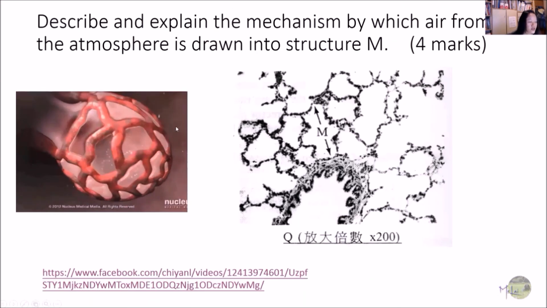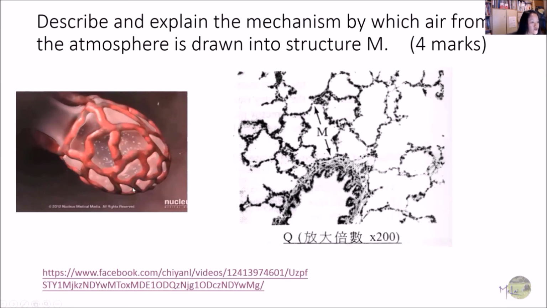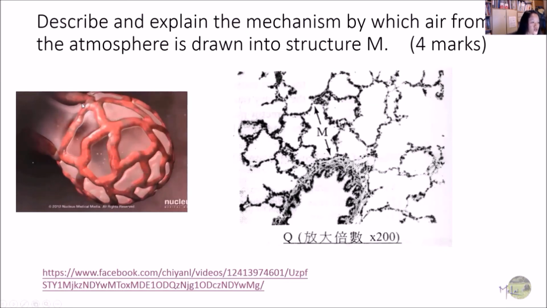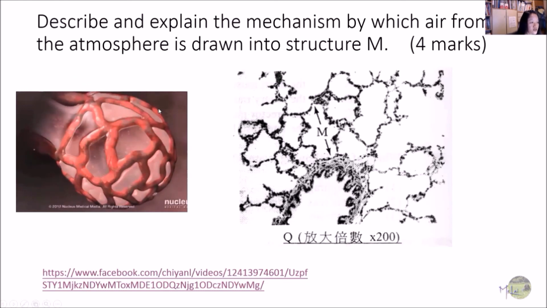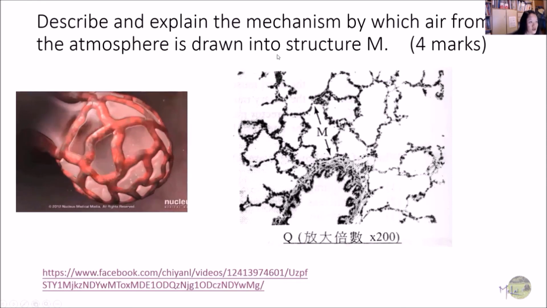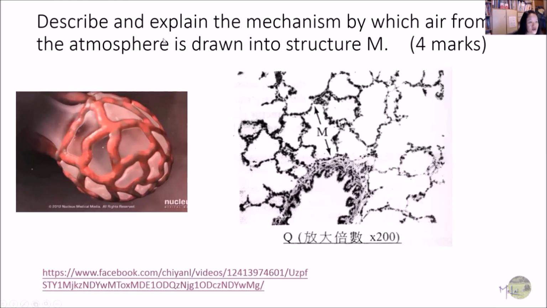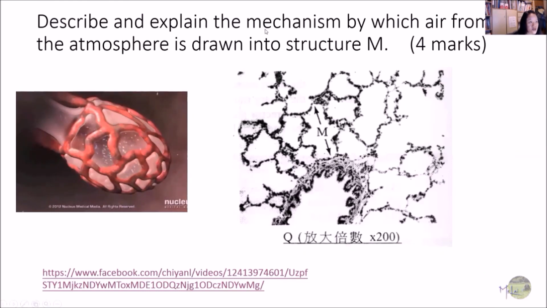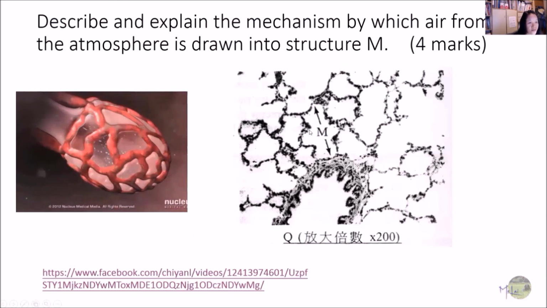Normally, it can inflate to form a large volume. Therefore, the surface area is increased. But if it is hardened, it cannot inflate. It will have a smaller volume for gas exchange. Okay, this is another question. We have structure M. Describe and explain the mechanism in which air from the atmosphere is drawn into structure M. 4 marks.